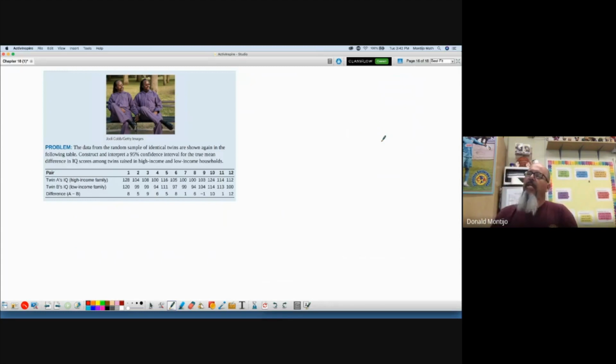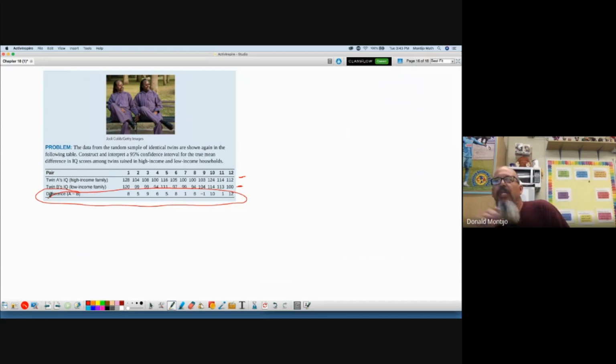Okay. So the data from the random sample of identical twins. Now, this might make sense to compare one twin to another. There's a reason to pair these problems. Yeah, that makes sense. Okay. Construct and interpret a 95% confidence interval. So I'm not going to use this data or this data. What I'm going to use is the difference between the two twins. So the data from a random sample of identical twins are shown again in the following table. Construct and interpret a 95% confidence interval for the true mean difference in IQ scores among twins raised in high income and low income houses.